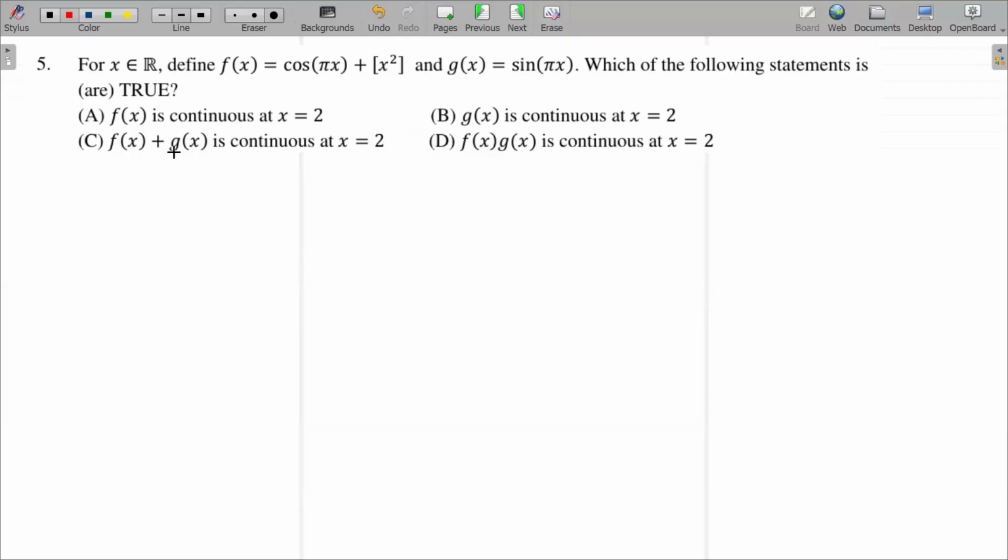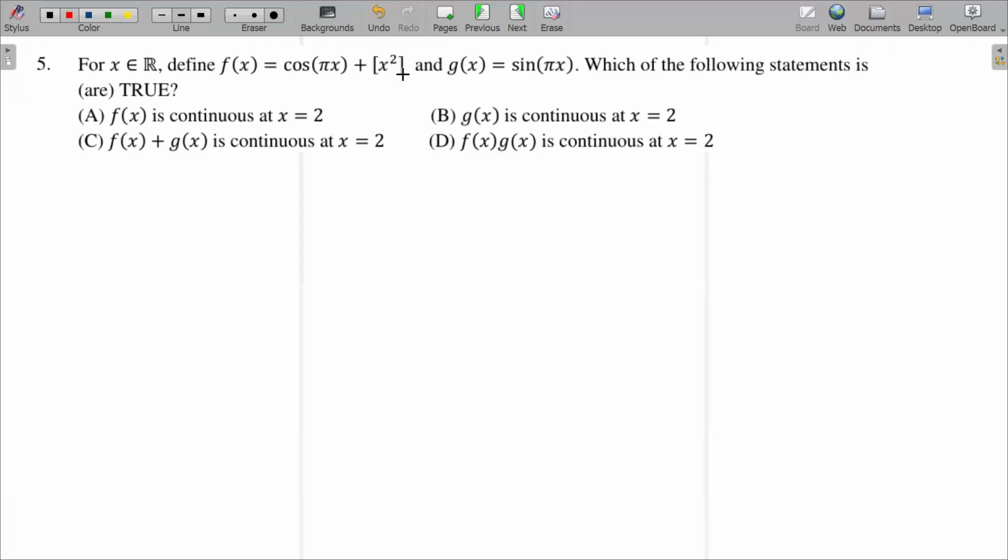And what about f of x plus g of x? Sir, f of x plus g of x will not be continuous at 2. Only if we multiply, then it masks the effect of the greatest integer function. I think f of x times g of x is continuous at 2. I'm just seeing without any calculation, but I'm curious to understand.